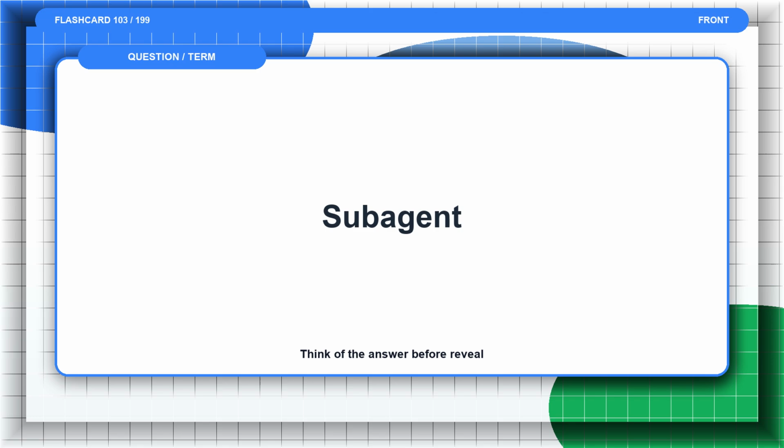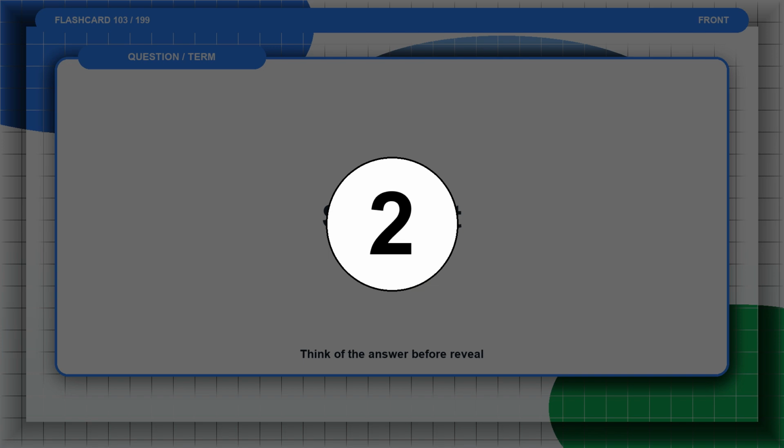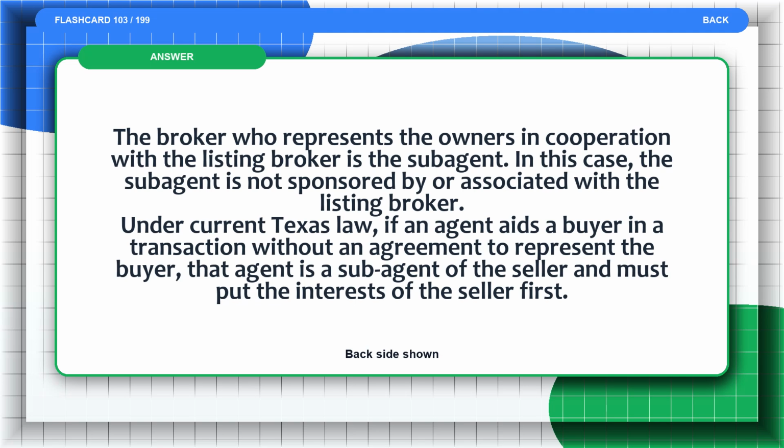Flashcard 103. Subagent. Pause and think of the answer before the reveal. The answer is the broker who represents the owners in cooperation with the listing broker is the subagent. In this case, the subagent is not sponsored by or associated with the listing broker. Under current Texas law, if an agent aids a buyer in a transaction without an agreement to represent the buyer, that agent is a subagent of the seller and must put the interests of the seller first.